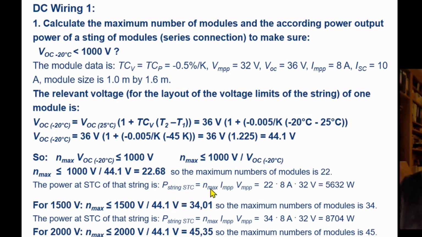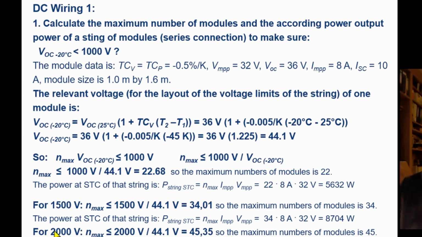For those 22 modules, so N max is 22, we have 22 times 8 amps times 32 volts, a power of 5.632 kilowatts. If you would increase the voltage, we can put together more PV modules in a string. So it's 1500 volts divided by 44.1 volts, so we have 34 modules. That's quite convenient because it's very close to the maximum, so we don't lose 0.68 modules here. We can really use 34 modules. Then the power of such a string would be 34 times 8 amps times 32 volts, which is 8.7 kilowatts.